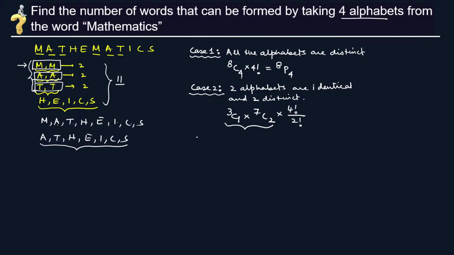Okay, what other case is possible? Case 3. Two alphabets are identical of one kind and two alphabets are identical of another kind.